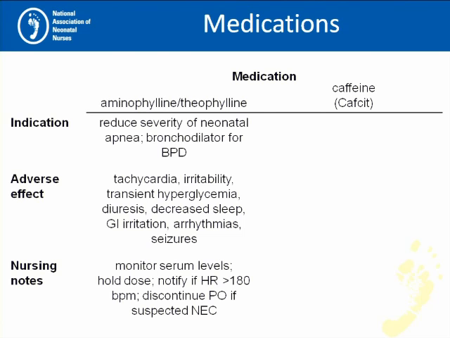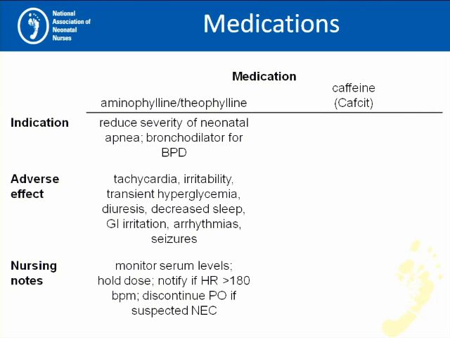Adverse effects include cardiac arrhythmias and seizures with toxicity. Monitor serum levels for signs of toxicity such as tachycardia, jitteriness, irritability, and feeding tolerance or intolerance. If the heart rate is 20 beats per minute above the baseline or above 180 beats per minute, hold the dose, notify the physician or practitioner, and anticipate checking the level.